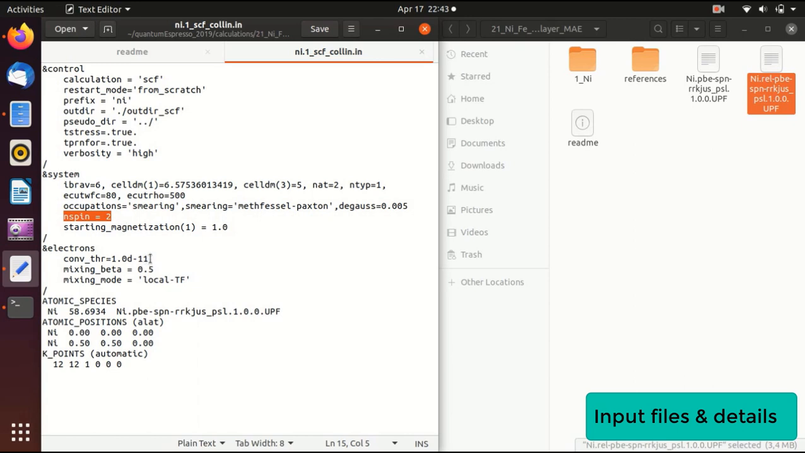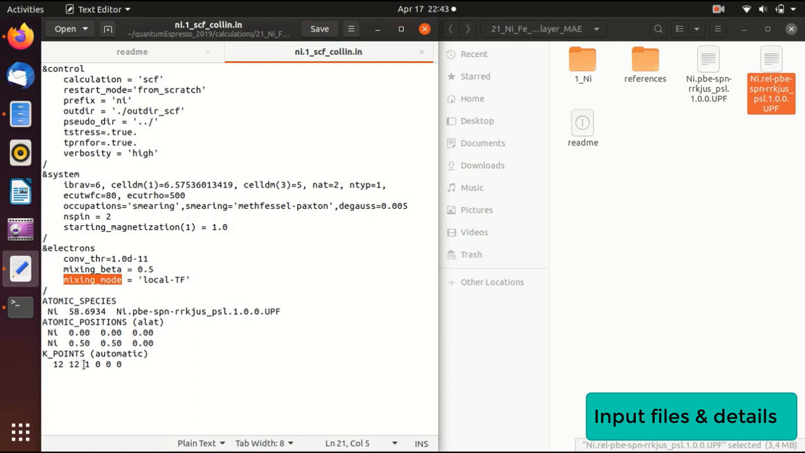Actually, we need to be very careful about convergence, quite a high standard here, that's a small convergence threshold. And then we use the mixing mode of local TF because this is a highly anisotropic system. This will make it converge better. And we also lower mixing beta to make it converge better.